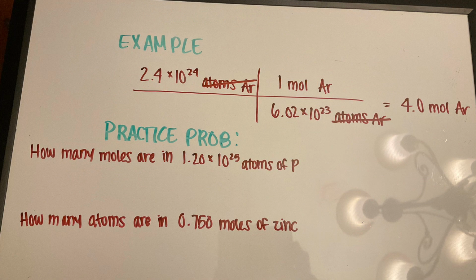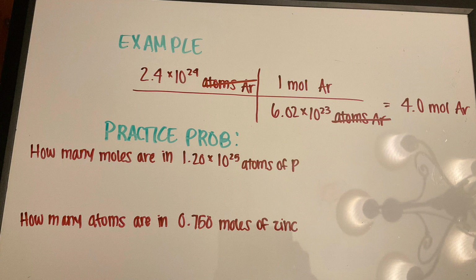When looking at an example of this type of problem, you can see I started with 2.4 times 10 to the 24th atoms of argon. And I know that in 1 mole of argon, there's 6.02 times 10 to the 23rd atoms of argon. So I know that I have 4.0 moles of argon. I canceled out my atoms.